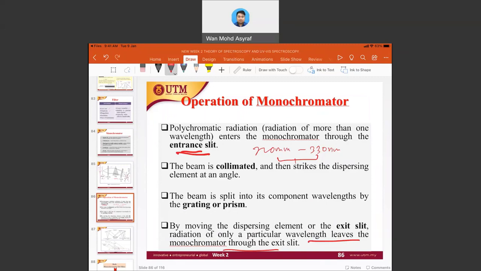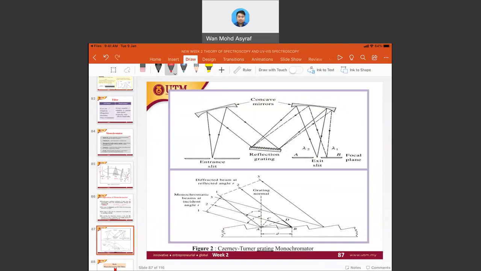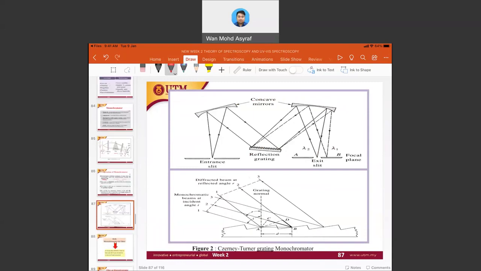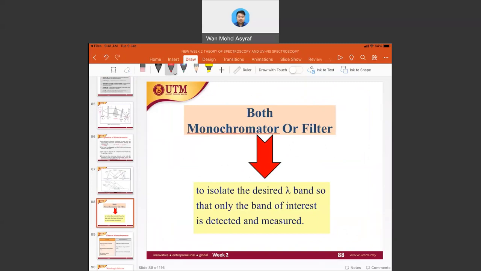Alright, so basically this is important, yeah? So this is a diagram illustrating how a monochromator works. So basically both monochromator and filter, which in this case is a wavelength selector. The function of a wavelength selector comes from its name, which is to isolate the desired wavelength so that only the band of interest is detected and measured.